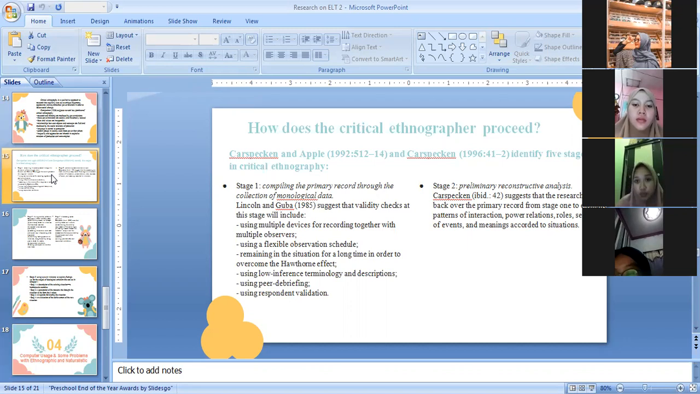Stage 2, preliminary reconstructive analysis. Carspecken suggests that the researcher goes back over the primary record from stage 1 to examine patterns of interaction, power relations, roles, sequence of events, and meanings according to situations.